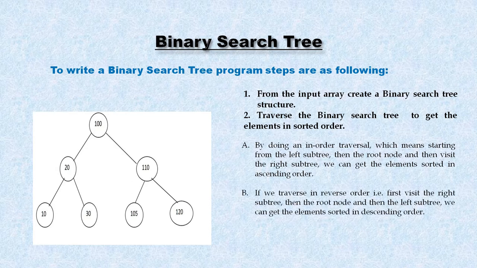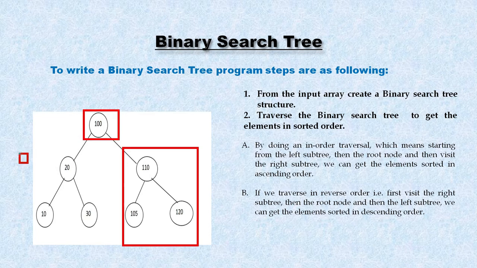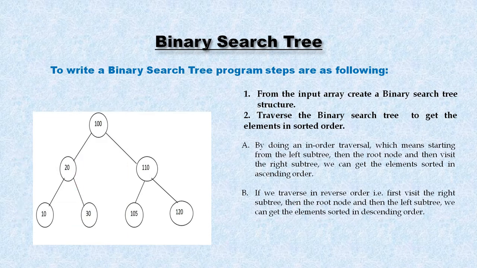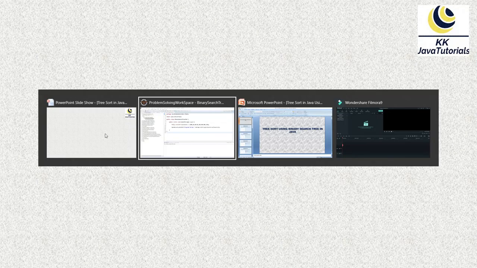If you want to traverse in reverse order, first you visit the right subtree, then the root node, then the left subtree. In that way we get the binary tree in descending order. So that's all about the concept.